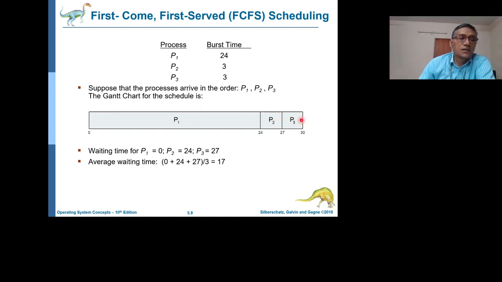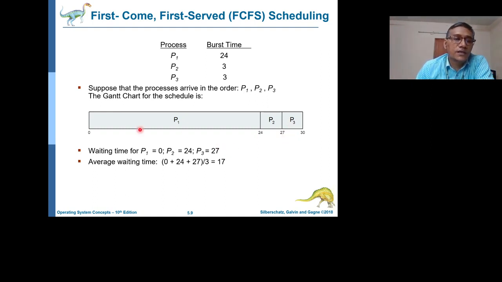Now the question is how to calculate the waiting time. The waiting time of process P1 is 0 milliseconds, because all the processes arrived at 0 milliseconds and P1 gets the attention of the CPU immediately at the 0th millisecond. So P1's waiting time is 0. What about the waiting time of P2? P2 waits until P1 is completed, that is, 24 milliseconds. So P2 gets the attention of the CPU at 24 milliseconds, and P2's waiting time is 24. What about P3? P3 waits until P2 completes, so it gets the attention of the CPU at 27 milliseconds. So P3's waiting time is 27.